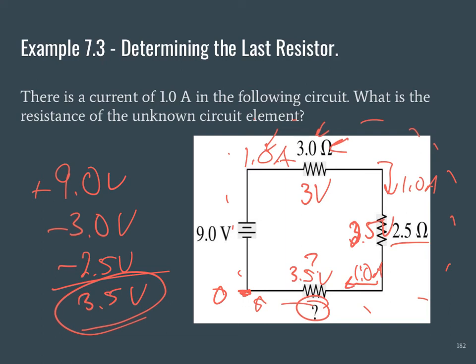So Kirchhoff's loop law states that I start at 0, right here, I gain 9 volts, I lose 3 volts, I lose 2.5 volts, I lose 3.5 volts, and I'm back at 0. So that's Kirchhoff's loop law for determining what that voltage drop is. Now, the question though is what's the resistance? I can again use Ohm's law. 3.5 volts divided by my 1 amp, that means this is a 3.5 ohm resistor.